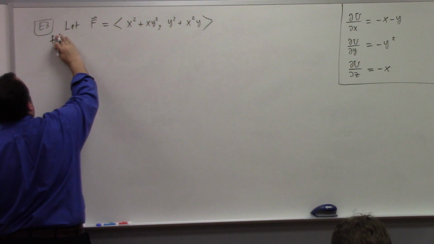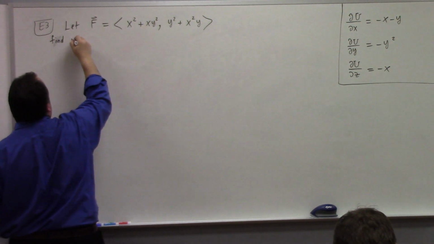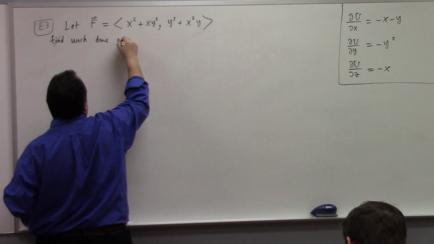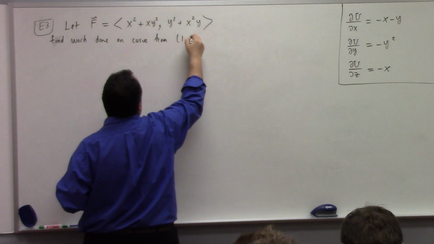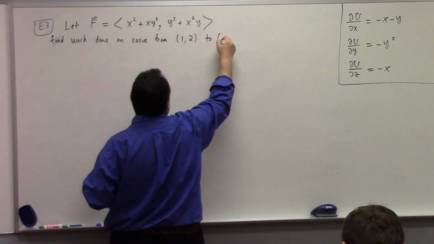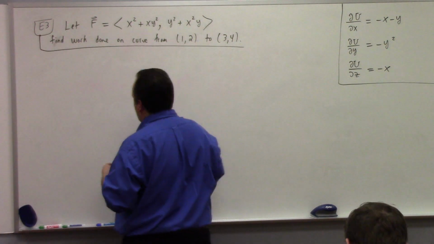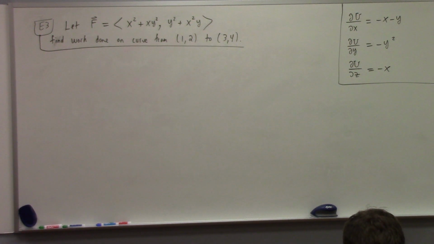And then I'll say, to make it interesting, let's find the work done on a curve from, let's say, (1, 2) to (3, 4). Let's do this example. How would you do it?